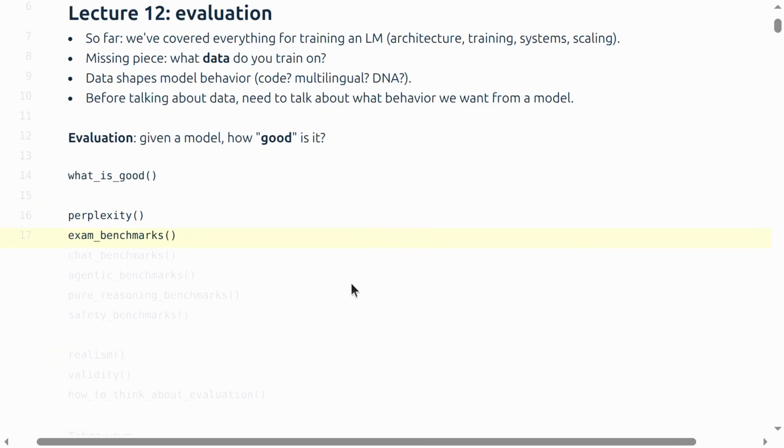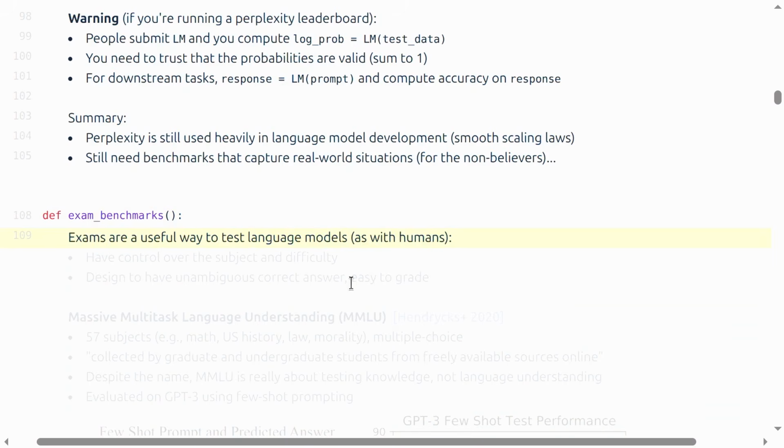Okay, so let's talk about exam benchmarks. Exams, as you students know, are a way that we use to test humans, and you can adopt the same mentality to test language models. The nice thing about exams is that you have very careful control over the subject and the difficulty. You can design them to have unambiguous correct answers, which makes them easy to grade. So there are a lot of nice properties about exams, and for this reason, a lot of LM benchmarking culture was based on just this idea of exams.